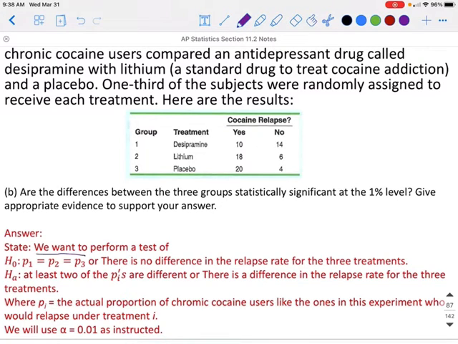And if you're going to use the first option for your null and alternative hypotheses, you then also need to define what Pi is. If you use the second versions, you do not have to define that Pi. But if we use the Pi's in our null and alternative hypotheses, we're going to define Pi as the actual proportion of chronic cocaine users, like the ones in this experiment, who would relapse under treatment i, whichever treatment that would be. And we're going to do this test at the alpha equals 0.01 level.